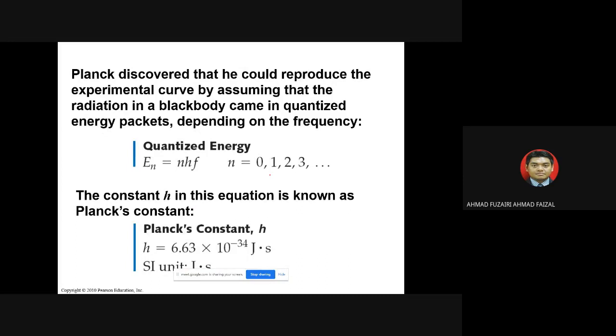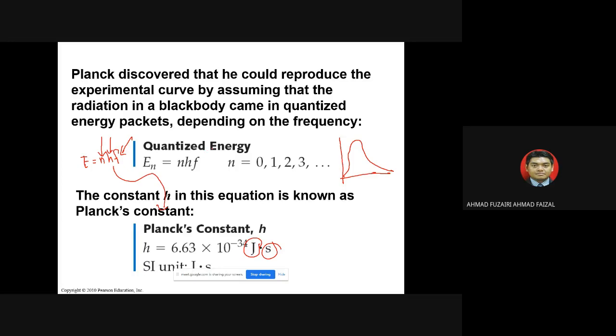Okay, so Max Planck reproduced the experimental curve. He tried to reproduce the experimental curve by assuming that the radiation, the energy for light, comes in quantized energy packets, which means it will have nhf, based on the number of energy packets. H is Planck's constant, 6.63 times 10 to the power of negative 34 joule second, and f is the frequency.